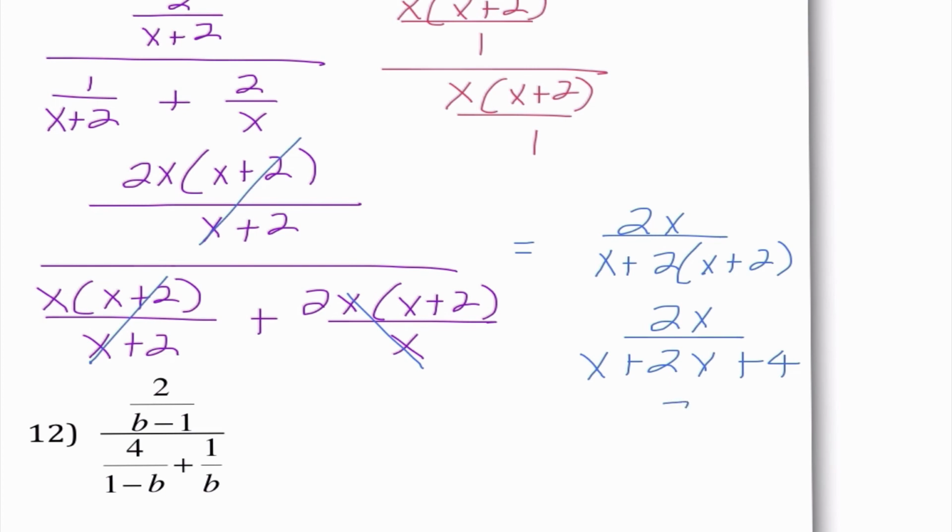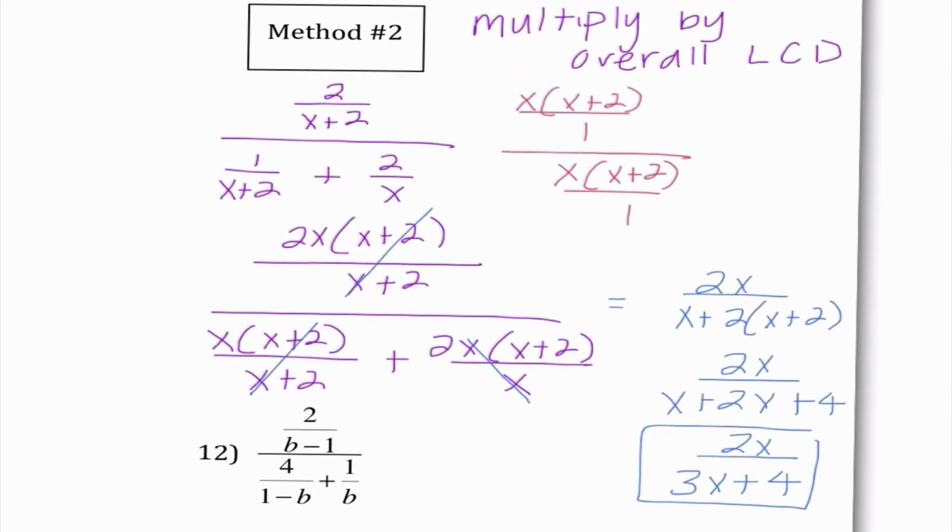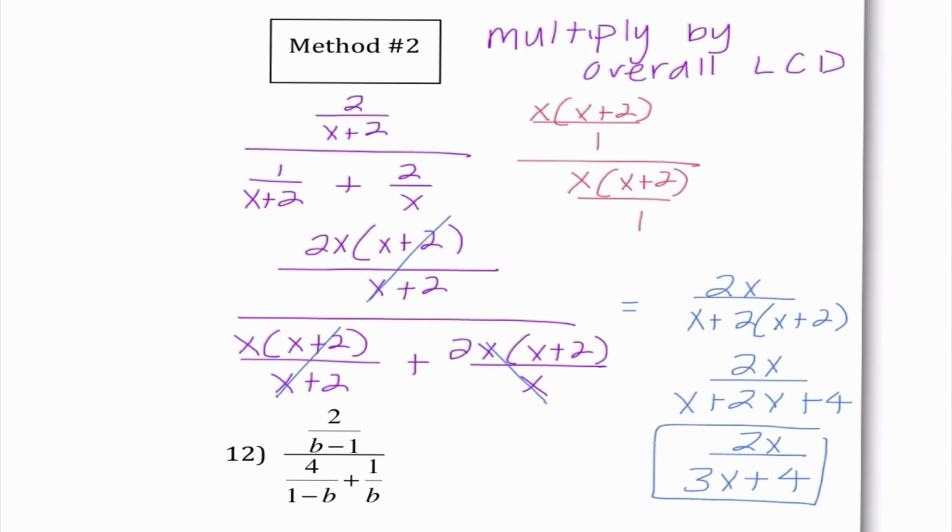or 2x over 3x plus 4. So notice I get the same exact answer. In my opinion, this is just a little bit easier to work with because I'm eliminating fractions instead of having to simplify them, which I personally prefer to do. Now, we get the same answer regardless, so it does not matter which method you guys use. Use whichever you are the most confident in.